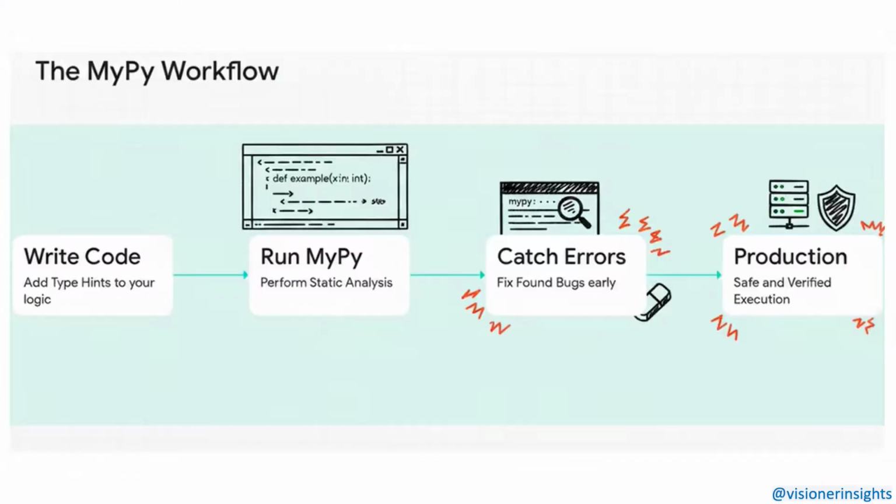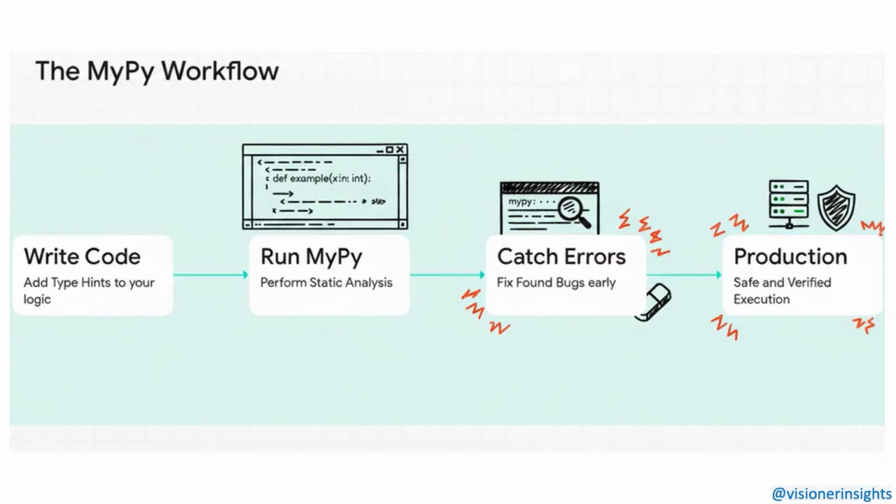The workflow is brilliantly simple. Step 1, you write your meticulously typed code. Step 2, you run Mypy static analysis in your terminal. Step 3, you catch and fix any logical errors it flags. And finally, Step 4, you confidently ship to production execution, knowing for a fact that your logic is completely safe and verified.